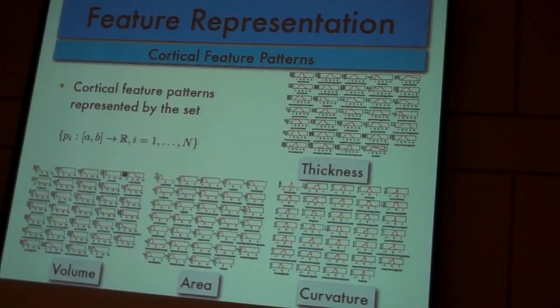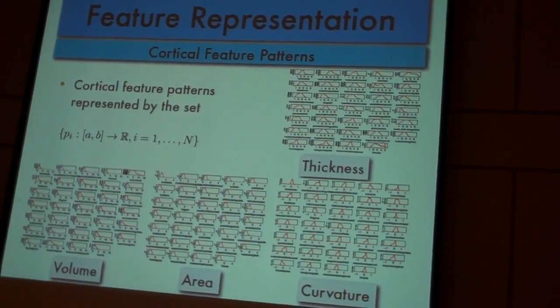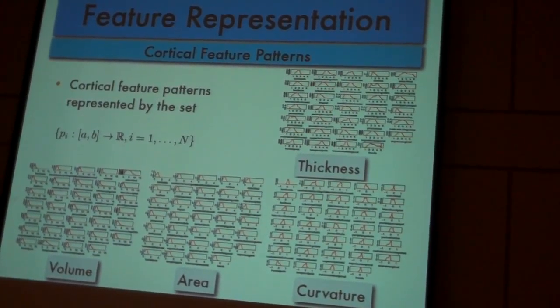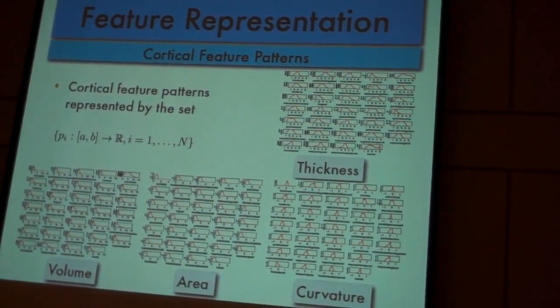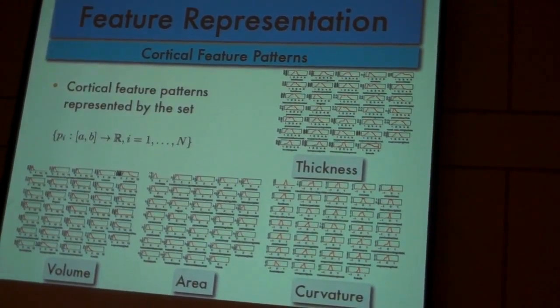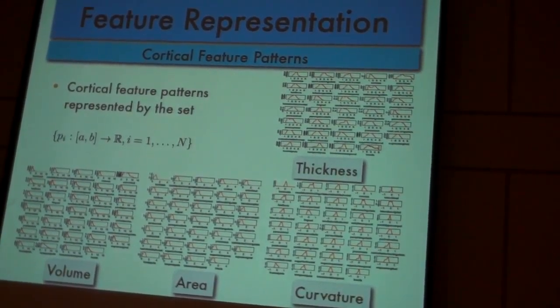So these are a few cortical feature patterns that you can see for different features: thickness, volume, area, and curvature. And so for a given subject, for a given brain, the cortical feature pattern is actually a set of these density functions, P_i, for n regions.